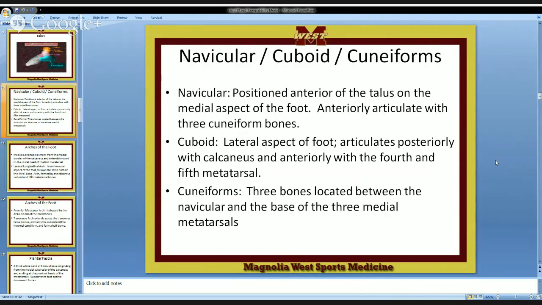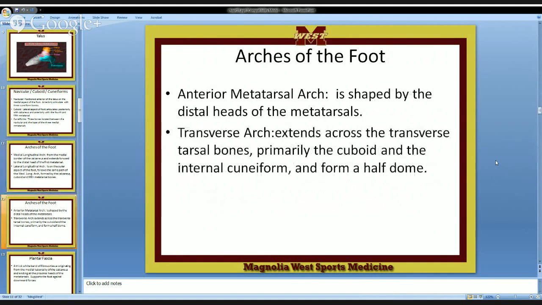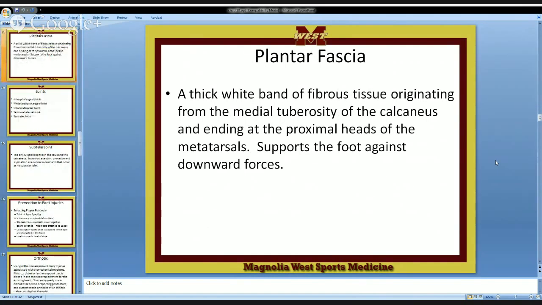So, we went backwards. Anterior metatarsal arch and a transverse arch. It extends across the transverse tarsal bones, primarily the cuboid and the internal cuneiform, and they form a half dome. So it's a back in front of your heel. All right. Plantar fascia, we talked about that, how to get rid of it.